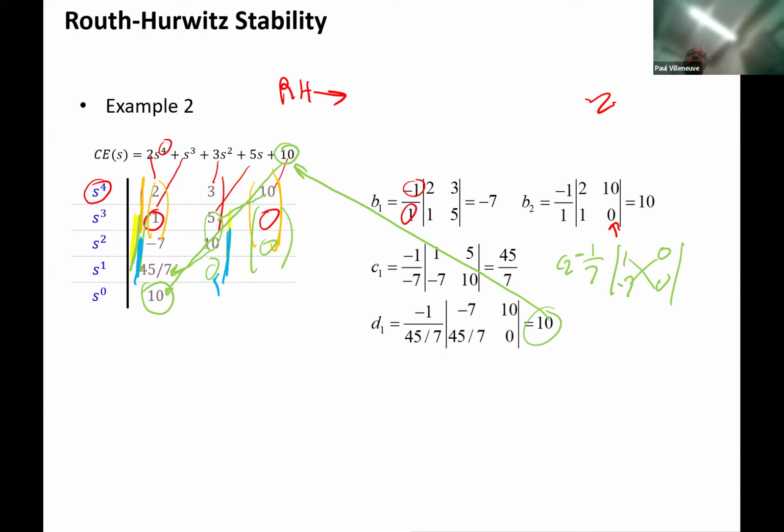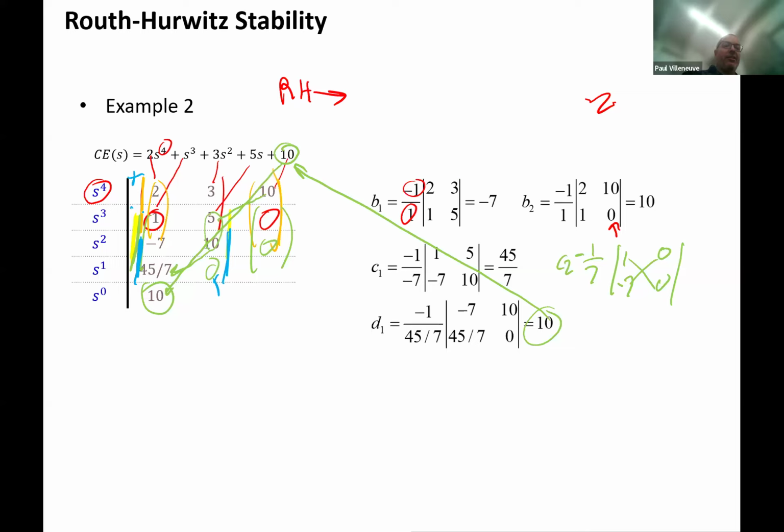Any poles in the right-hand half plane? Does that reveal that there are any poles in the right-hand half plane? What's the rule for Routh-Hurwitz if you have right-hand half plane poles? We'll just say right half plane, just to make it easier. It means it's unstable, but how do you know the number of poles in the right half plane? It's the sign changes.